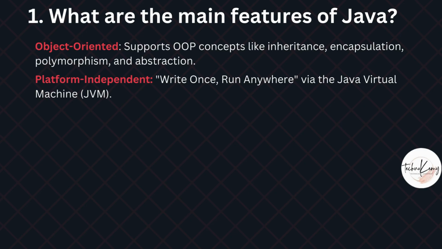Second, it is platform independent. It means Java is designed to be platform independent at both the source and the binary level. And this is achieved through the Java Virtual Machine, JVM, which allows Java to run or execute on any device or operating system that has a JVM. The slogan "Write once and run anywhere" captures this feature.